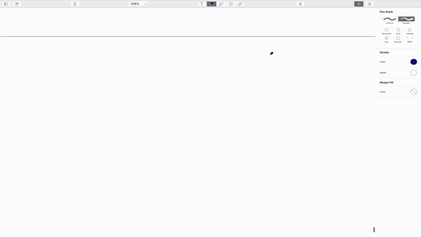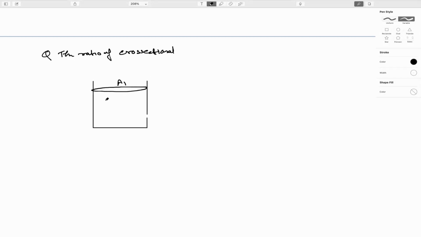So let's take one question. The ratio of cross-sectional area. Here a figure is given where there is an orifice. Here area is A1 and it is completely filled with water. This height is given as 3 meter. This is, let's say, H. This is 52.5 centimeter and water is flowing out of here.